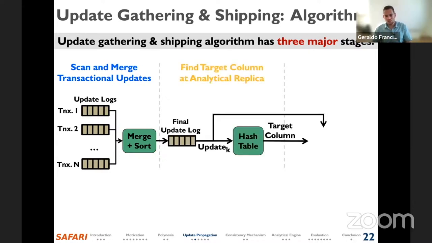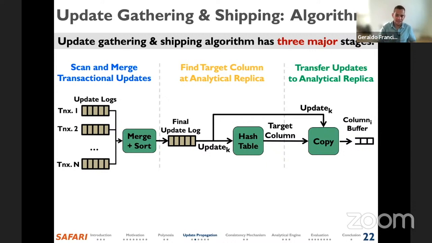The second stage is to find the location of the corresponding column in the analytical replica associated with each update log entry. You observe that this stage is one of the major bottlenecks of the update shipping, because the fields of each tuple in the transactional islands are distributed across different columns in the analytical islands. Since the column size is typically very large, finding the location for each update is very time-consuming. To overcome this, we maintain a hash index of the data on the column row key, and we use that to find the corresponding column for each update in the final log. The final stage is to ship these updates for each column to the analytical replica.